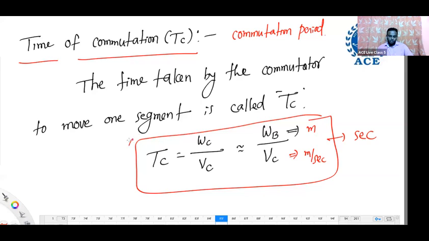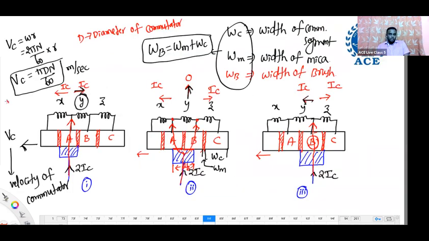Important: if you get a numerical question from this equation, they will give the width of brush, and you can use it directly. Or if width of mica insulation is also given, then WC you can find. Velocity of commutator formula is pi dn by 60.